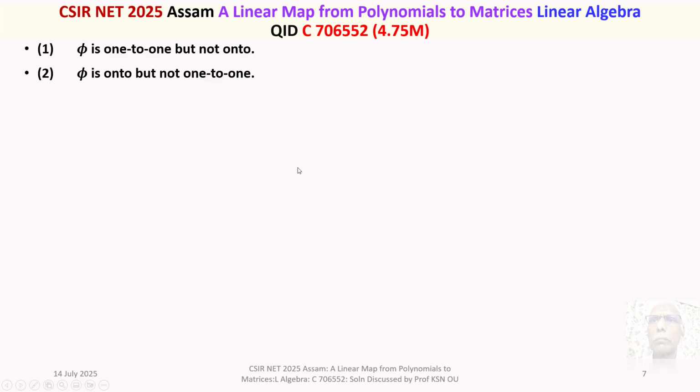Now, we go for a counter example. Again, A is equal to I_2. Now, in our case, n is equal to 2. V is M_2(R). Then phi of 1 is I_2, correct? Phi of x is A, which is I_2. Phi of x square is A square, which is I_2, and so on and so forth.